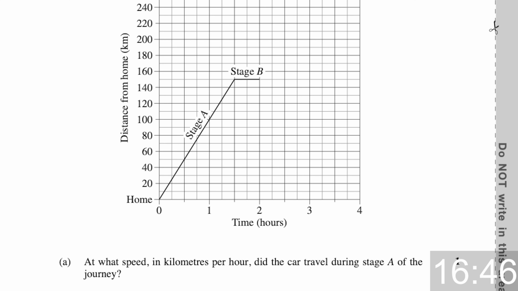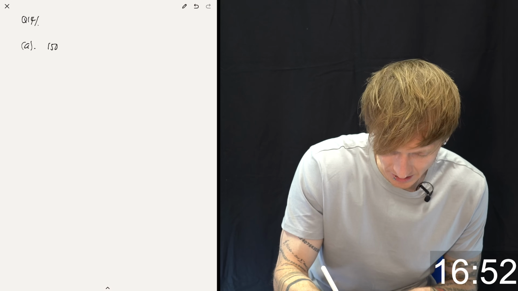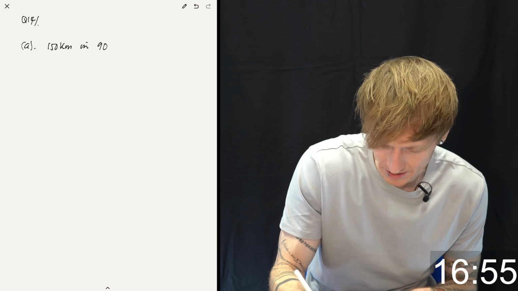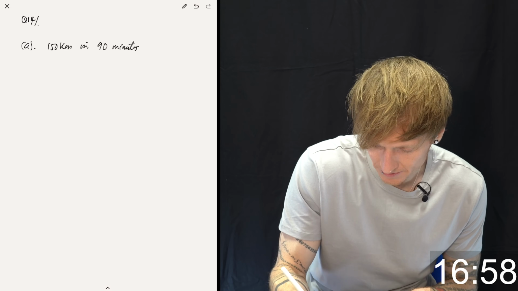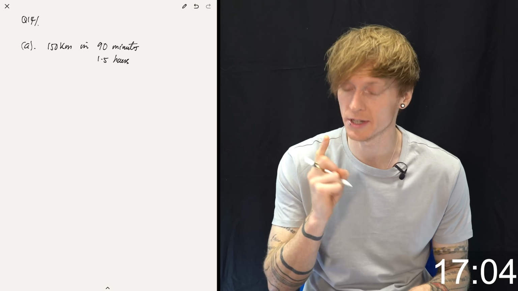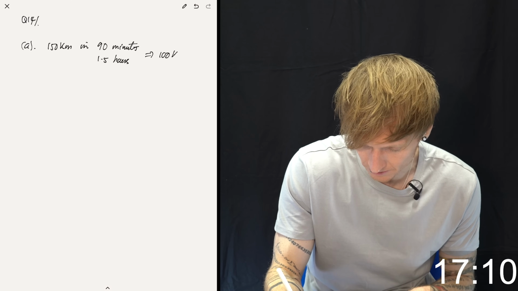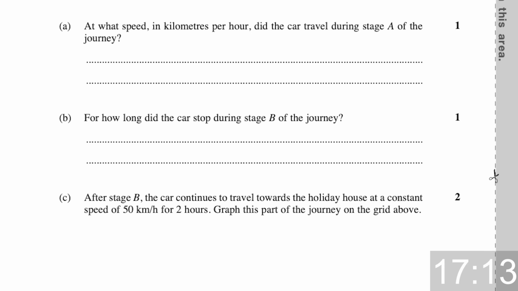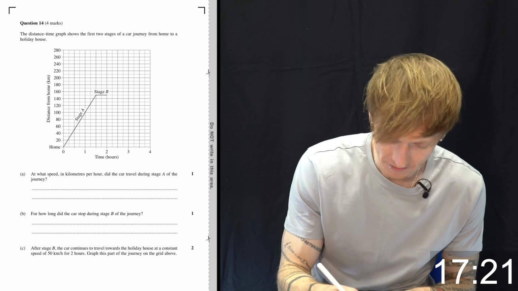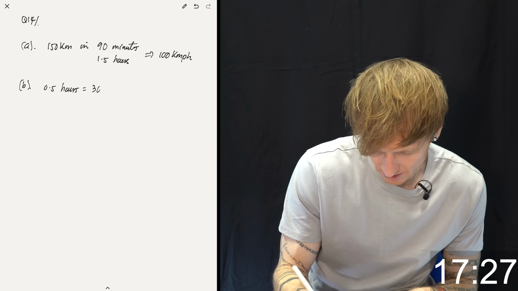So it's 1.5 hours to travel 150 kilometers, and it wants to know my speed. So it was 150 km in 90 minutes, or in 1.5 hours. And it wants it in kilometers per hour. Right, so we're traveling 100 kilometers per hour. Okay, cool. 100 kmph. Brilliant. For how long did the car stop during stage B? From 0.5 to 2, so 0.5 hours. B is 0.5 hours. It stops, which is 30 minutes. Grand.